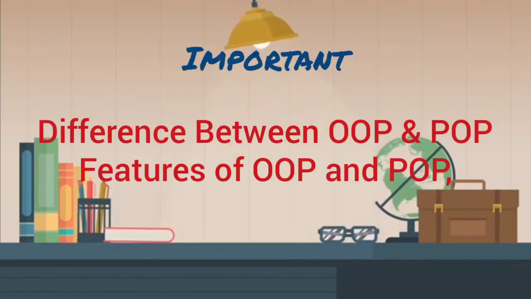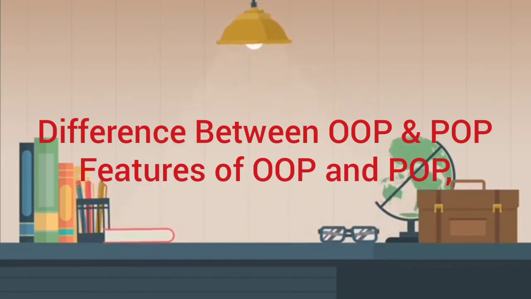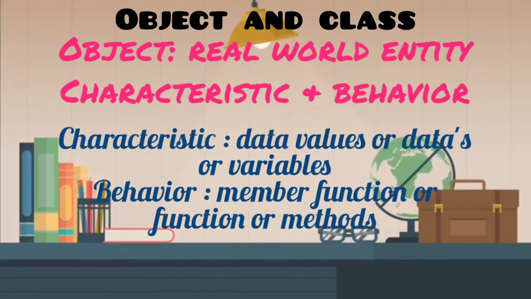These are the features and differences between object-oriented programming and procedure-oriented programming. This is very important. Features and differences between procedure-oriented and object-oriented. Next portion is object and class.